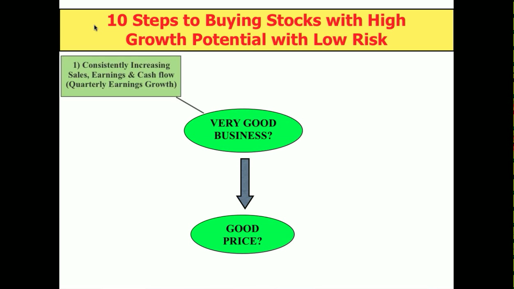Number 1, a very good business should have consistently increasing sales, earnings, and cash flow for at least the last 4 to 5 years. And we also want to look at the most recent quarterly earnings and sales growth to make sure that the sales and earnings are accelerating in the last 2 to 3 quarters.